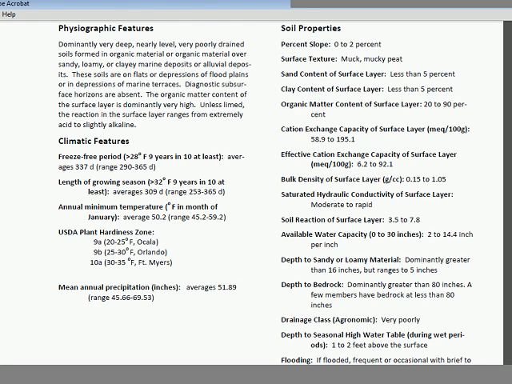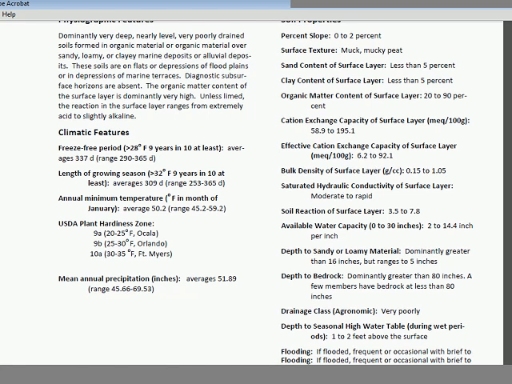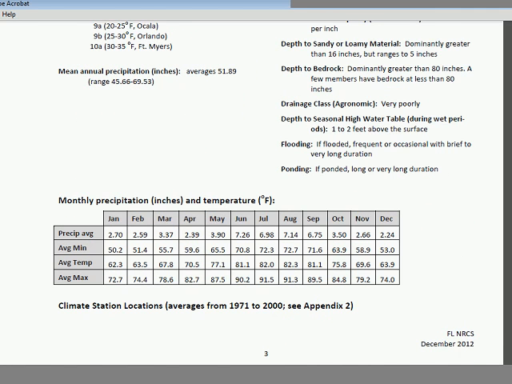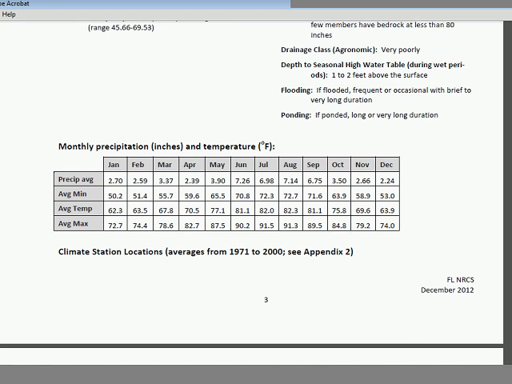Okay, here's their section showing the physiographic features of the soil, their climate information, their soil property information. They listed more here than Ohio. That's fine. You can do that. Here's the precipitation and temperature information. Very important to know.